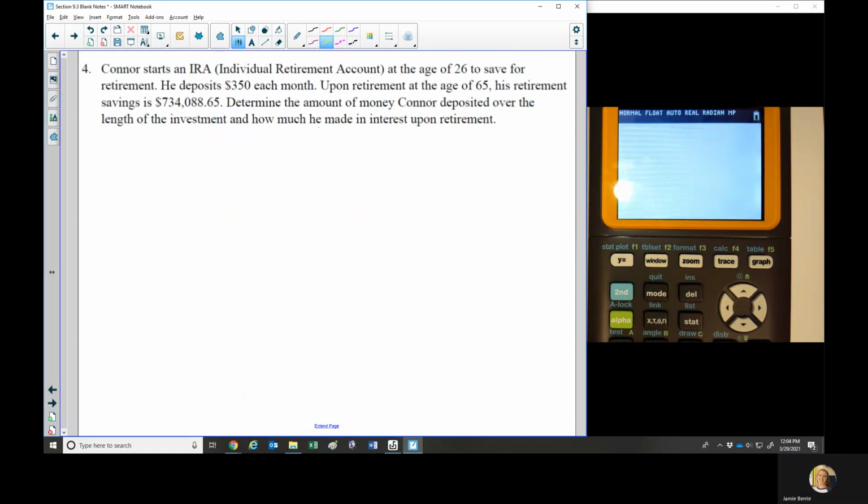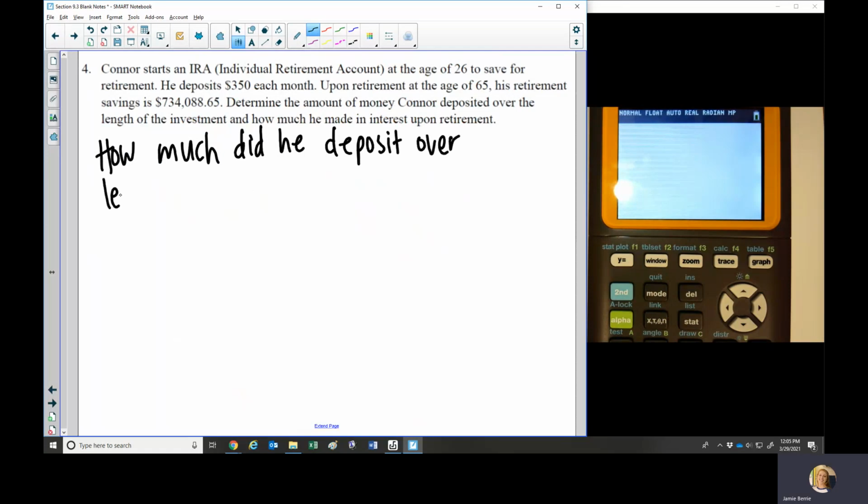So let's see. Okay, first part says, determine the amount of money he deposited over the length of his investment. All right, so how much did he deposit over the length of his investment? That was the first question.